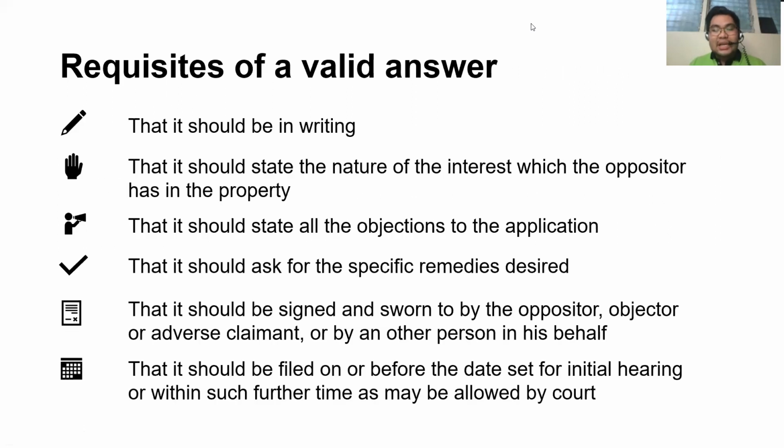Next slide, please. What are the requisites for a valid answer? According to Section 25 of PD 1529, the requirements for a valid answer, opposition, or objection to the application are as follows. 1. That it should be in writing. 2. That it should state the nature of the interest which the oppositor has in the property. 3. That it should state all the objections to the application. 4. That it should ask for specific remedies desired.